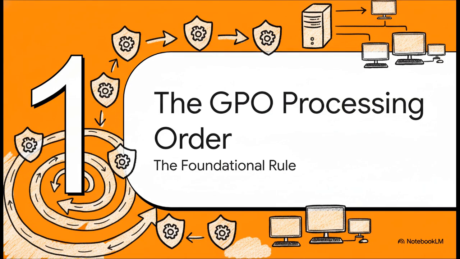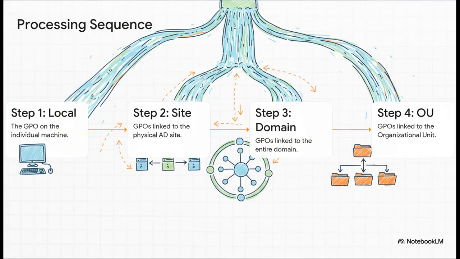The single most critical concept you need to master in group policy is the processing order. Seriously, everything else we talk about is built on this foundation. Think of policy application like a waterfall. It flows down in a very strict, very predictable sequence. It always starts at the bottom with the local machine's own policy. Then it moves up to the physical site, then the entire domain, and the very last stop is the organizational unit, or OU. That's the container the user or computer actually lives in.